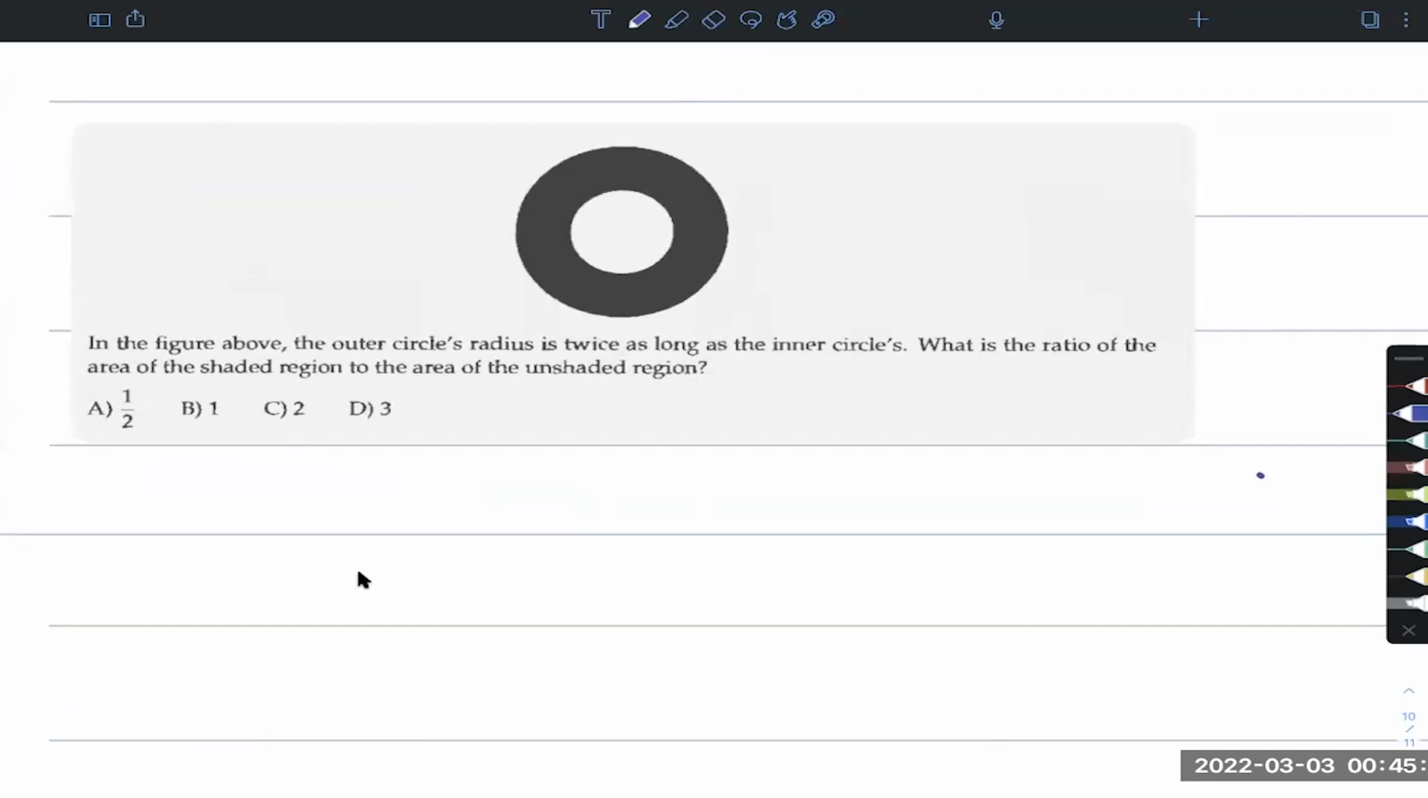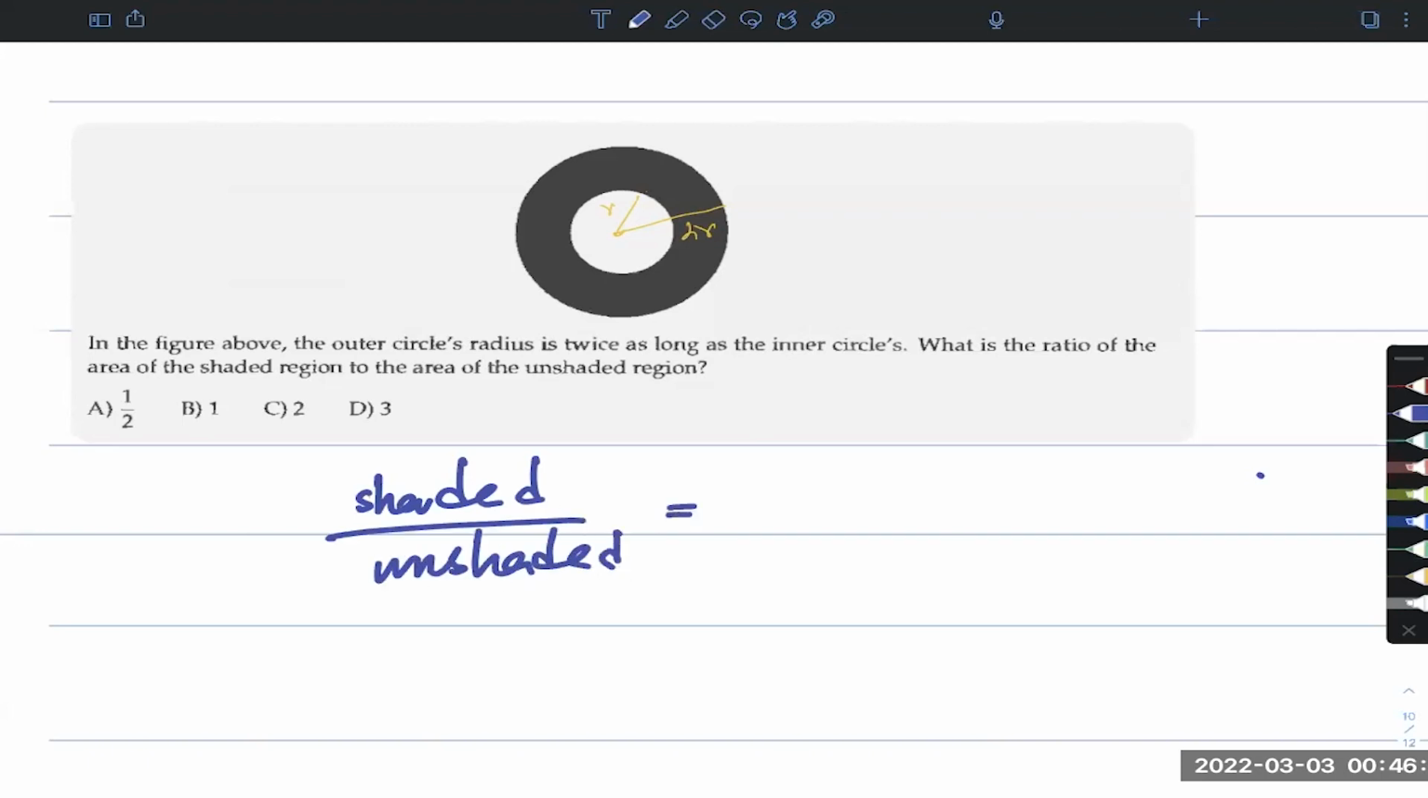In the figure above, the outer circle's radius is twice as long. So ये जो outer circle का radius है, it is twice as long as the inner circle's radius. So inner का अगर r है तो outer का 2r है. What is the ratio of area of shaded region to the area of unshaded region? Okay, so let's figure it out. We want to know the shaded area over unshaded area. That's the ratio we're looking for.